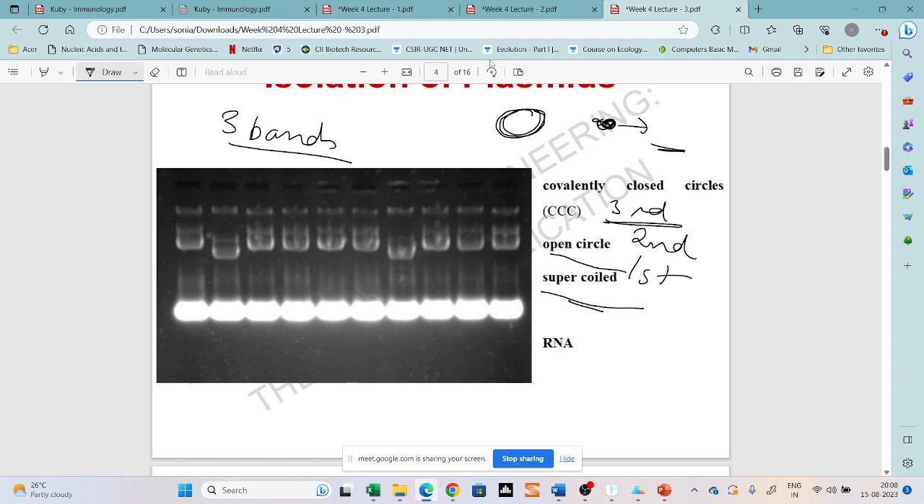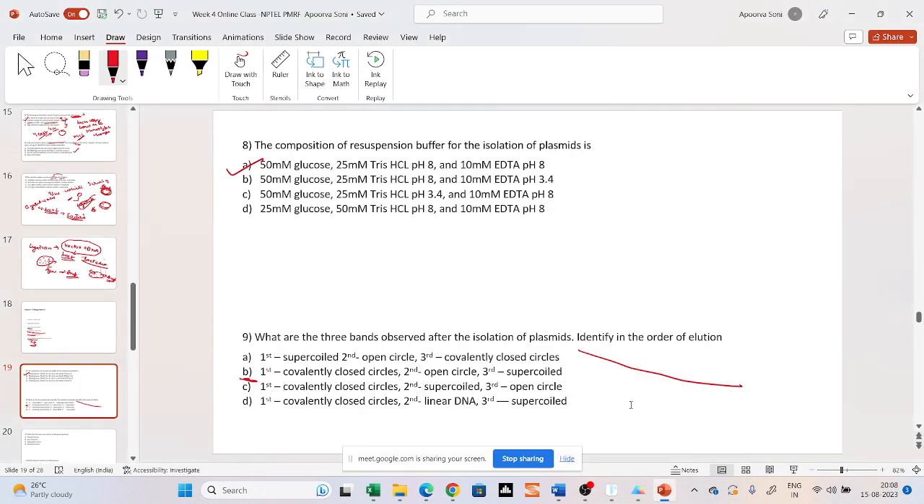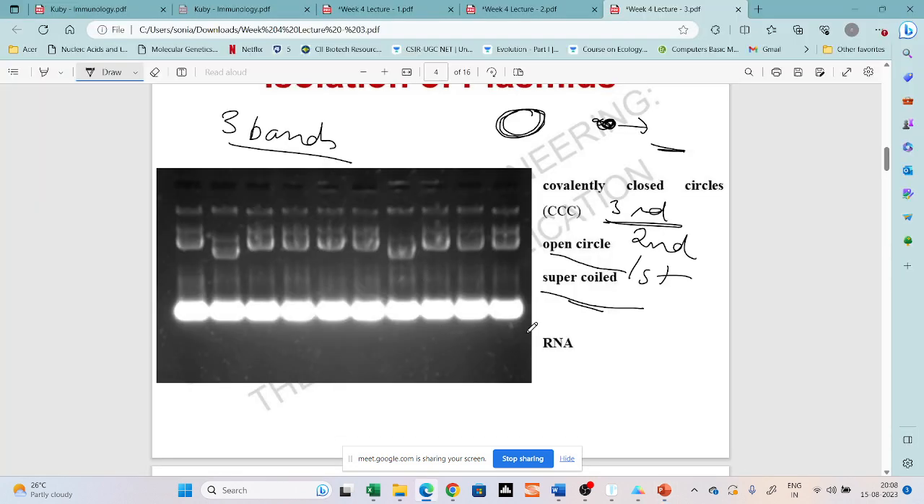Is it fine to everybody? Yes, ma'am. So now here, see, you are saying first is covalently closed circle, but first is actually supercoiled. So the answer should be first supercoiled, second open circle, and third covalently closed. So you just have to understand the language. I think you know the concept. Order of elution means what is the first thing that is getting eluted. So first thing that is getting eluted is the supercoiled, and then your open circle, and then your covalently closed.